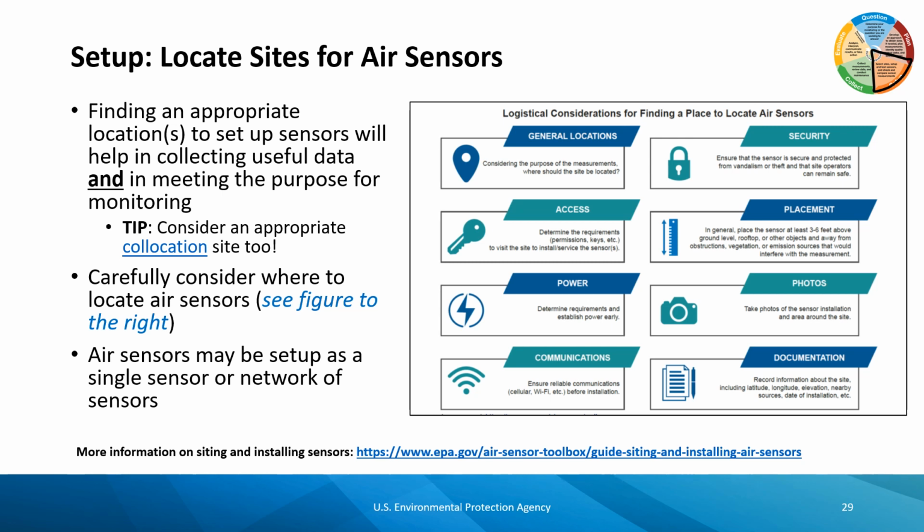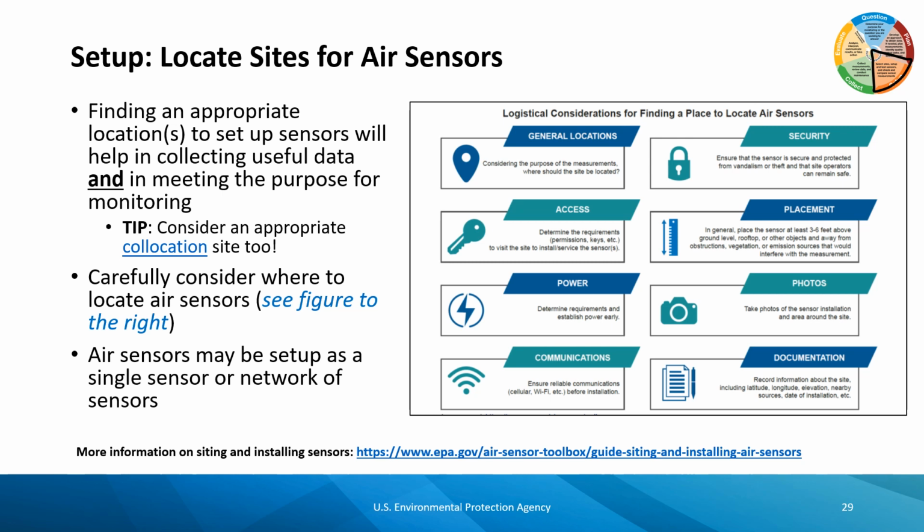Next is communications. Ensure communications are reliable, such as cellular or Wi-Fi service, before installation. Next is security. Ensure that the sensor is secure and protected from vandalism or theft, and that site operators can remain safe. Next is placement. In general, place the sensor at least 6 feet above ground level, the rooftop, or other objects, and away from obstructions, vegetation, or emission sources that would interfere with the measurement.